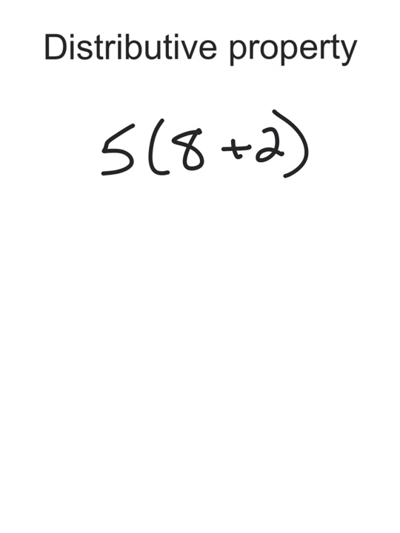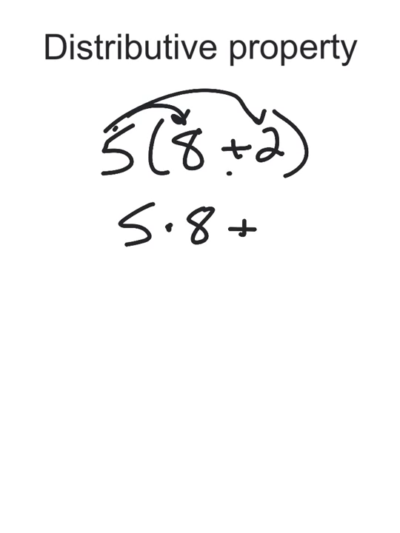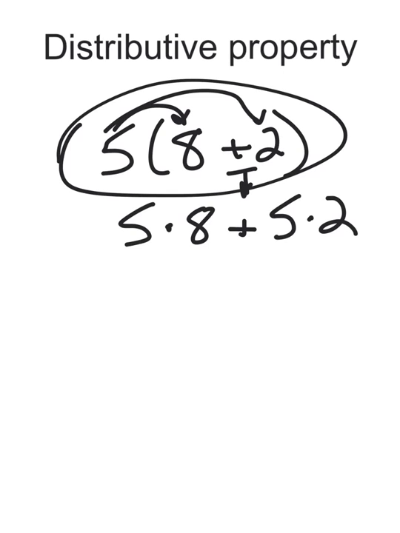So on this one, this is 5 times the quantity of 8 plus 2. There's no space between these, so you know that it's multiplication. You do 5 times 8, and then 5 times 2. Make sure you do both. So I'm going to write it as 5 times 8, and remember a raised dot like that means multiplication, plus, that does not change, 5 times 2. That's how you'd spread it out. So we're calling this spreading it out.